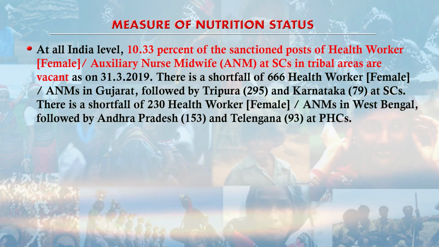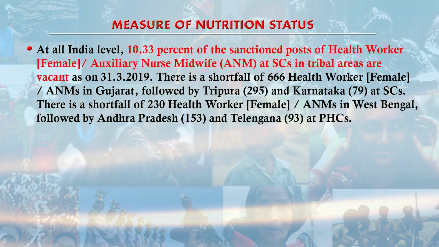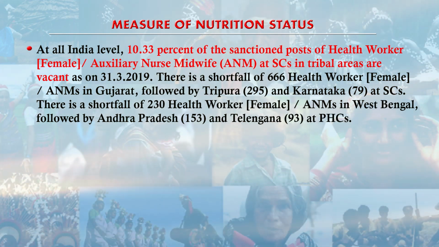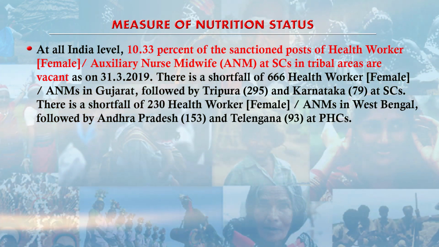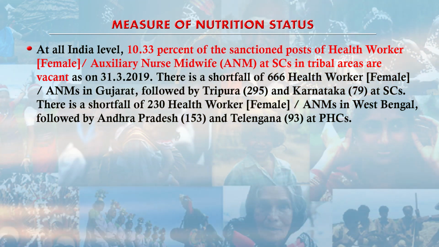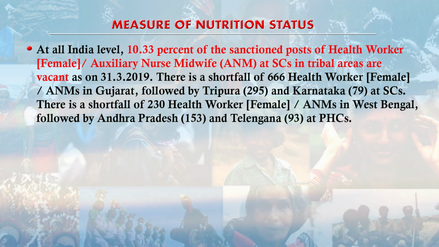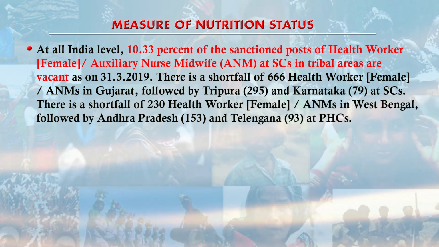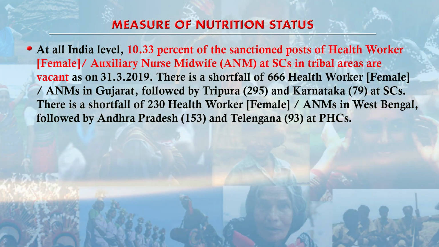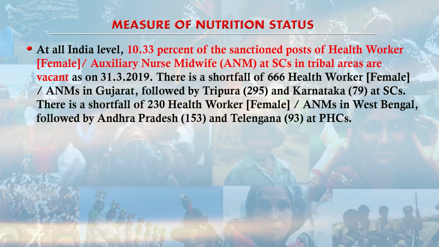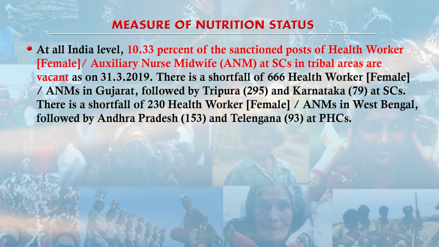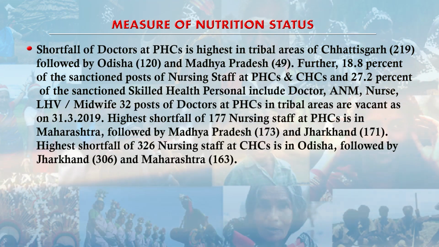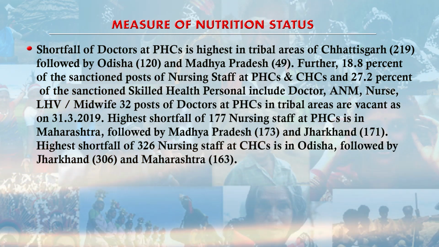At all India level, 10.33% of the sanctioned posts of health worker, that is female auxiliary nurse midwife, at the centers in tribal areas are vacant as on 31/3/2019. There is a shortfall of 666 health worker ANMs in Gujarat, followed by Tripura and Karnataka. There is a shortfall of 230 health worker female ANMs in West Bengal, followed by Andhra Pradesh and Telangana. Shortfall of doctors at PHCs is highest in tribal areas of Chhattisgarh, followed by Odisha and Madhya Pradesh.